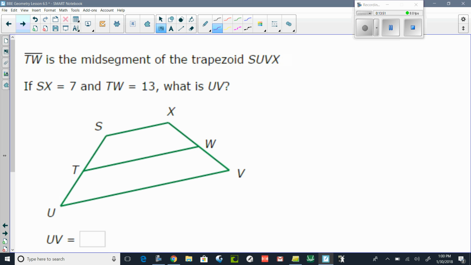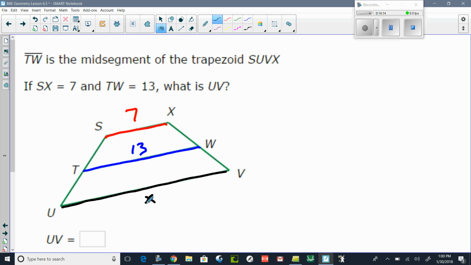This is really the last important slide of the day. It goes back to the idea of a mid-segment. So in this diagram, we know that SX, one of the parallel sides, is 7. And we know that TW here is 13. So what we need to figure out is, if that's 7 and that's 13, what is UV going to be?